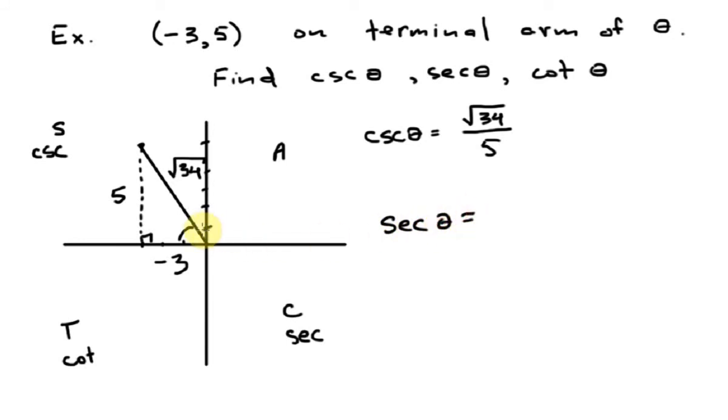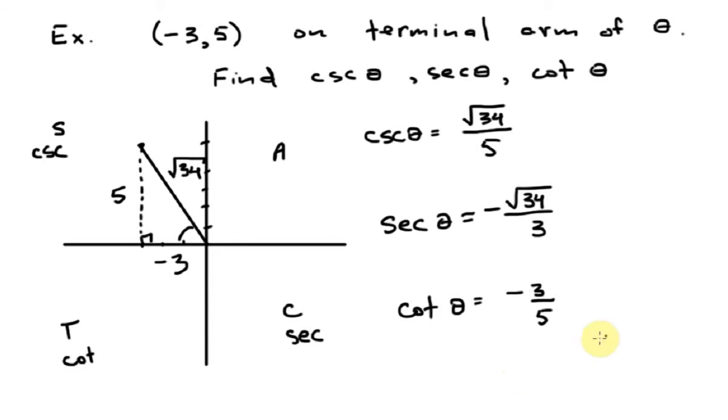Secant is, well, cosine would be -3 over root 34, so I just have to flip that and go root 34 over -3. I'm just going to call the whole thing negative. And finally, the cotangent of theta is, instead of 5 over -3, it's -3 over 5. So how easy is that?